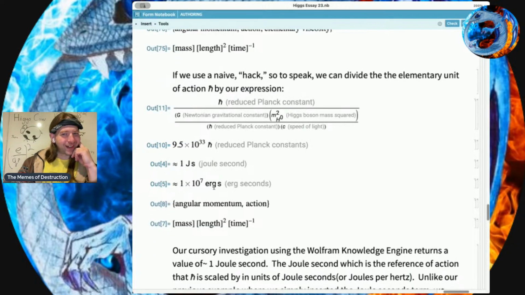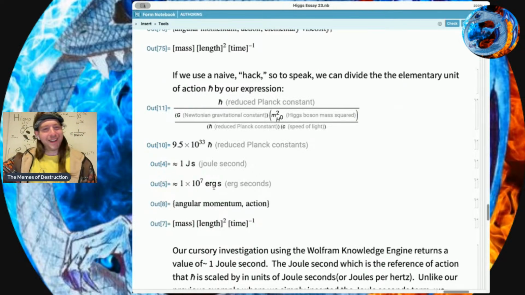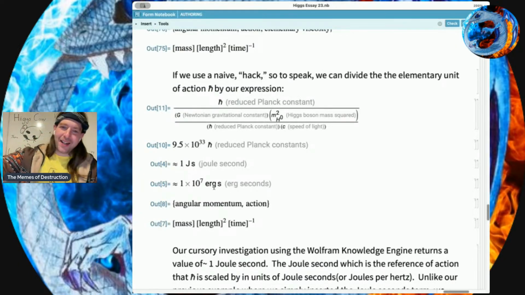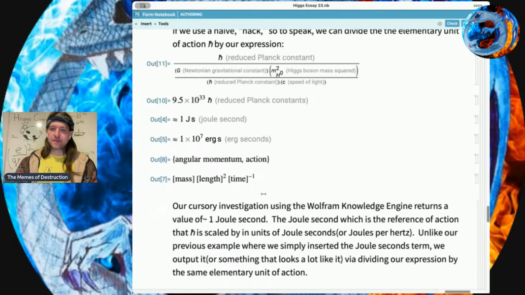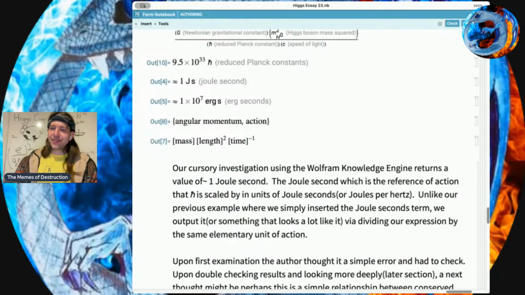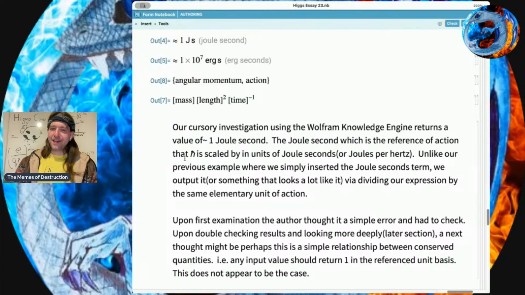10 to the minus 7 erg seconds. The erg, the most underrated or underappreciated units, I claim. Joule second, which is the reference of action, that h bar is scaled by in units of joule seconds. Joules per hertz, energy per frequency, or energy divided by frequency. That's also something to keep in mind.